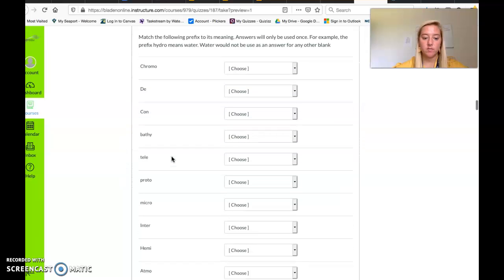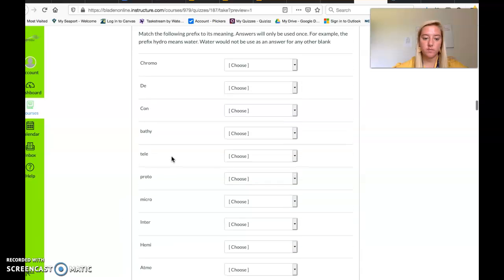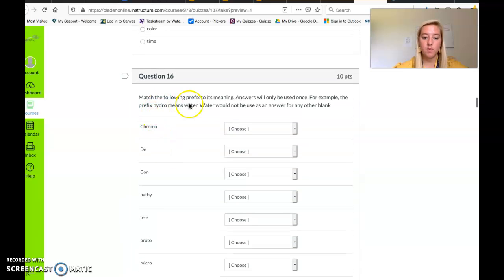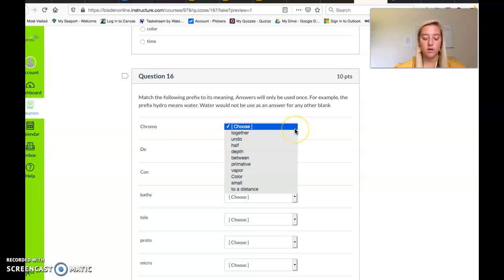Question number 16, match the following prefixes to their meanings. Answers will only be used once. For example, the prefix hydro means water. Water would not be used as an answer for any other blank. So you're going to select which one you think it is.